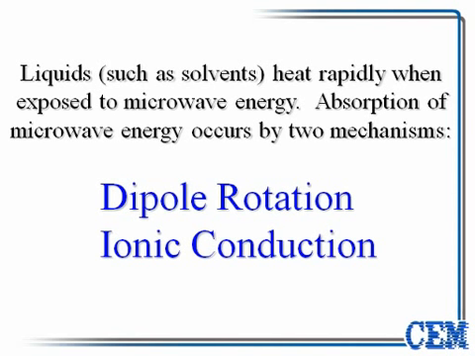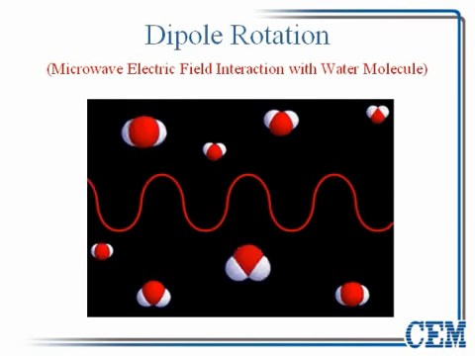Molecules with a dipole moment transfer microwave energy into heat by attempting to align their dipole with the electric field of the microwave. The movement of these molecules causes heat through friction with neighboring molecules. If there are ions present in a reaction mixture, they will move through the solution in the direction of the electric field, causing heat through friction with molecules they pass.